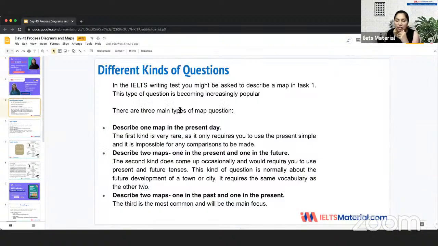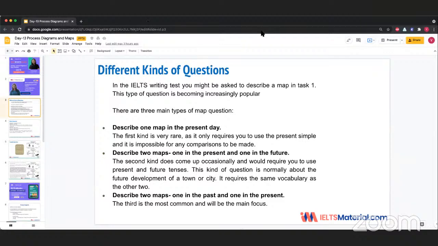The first thing that I would like to describe is the different types of questions you will have in the section of maps, okay? So here you can see that I've presented three different questions. One says describe one map in the present day. That's it. You will be having only one map, which is talking about the present day. So it will give the year as 2021, the floor plan of 2021. It is the present plan of that particular area. And this also says that you need to write everything in the present tense.